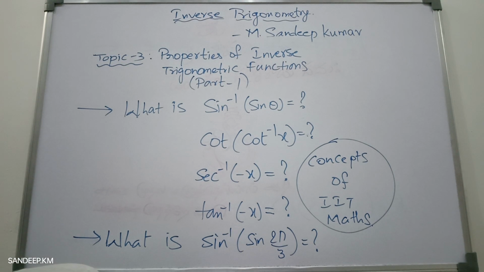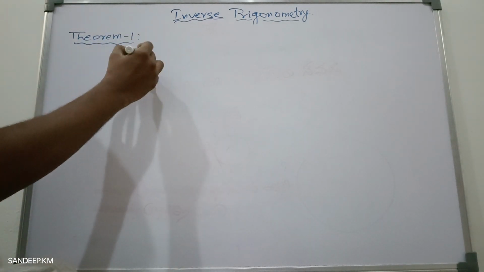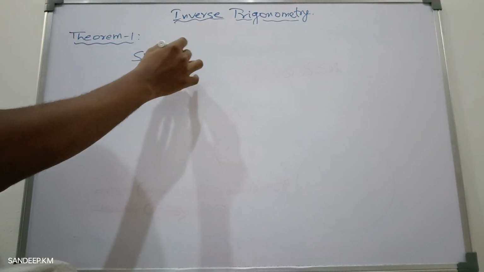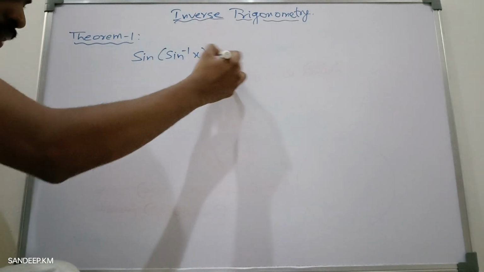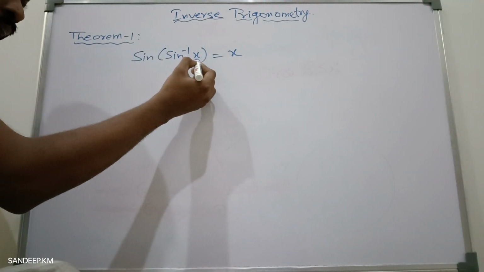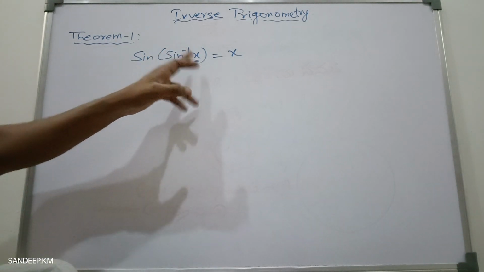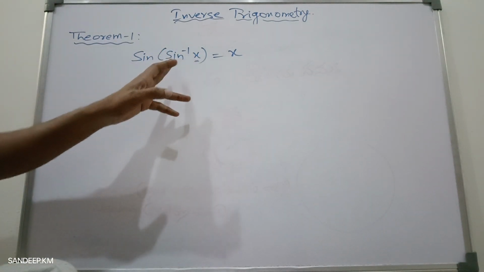Fine, let us continue with this topic, the first property of inverse trigonometric function. I call it theorem 1. So what does it contain? All these must be remembered and must be learned by heart. Okay now, so what is the first thing? Remember that sine of sine inverse x is always equal to x, when x contains the values of the domain of sine inverse x, or simply to say x contains all those values in the domain of sine inverse x.